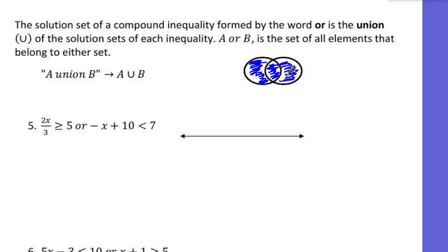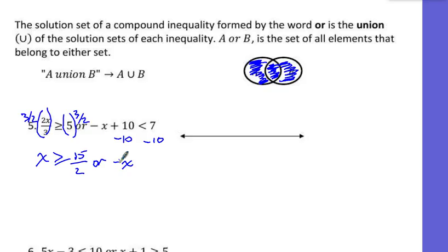Let's take a look at example 5. Two-thirds x is greater than or equal to 5. So we're going to multiply by the reciprocal, which is 3/2. And we have x is greater than or equal to 15/2, or negative x plus 10 less than 7. Subtract 10 from both sides of the equal sign. Don't forget to bring down the negative sign. Often that is something that people will forget.